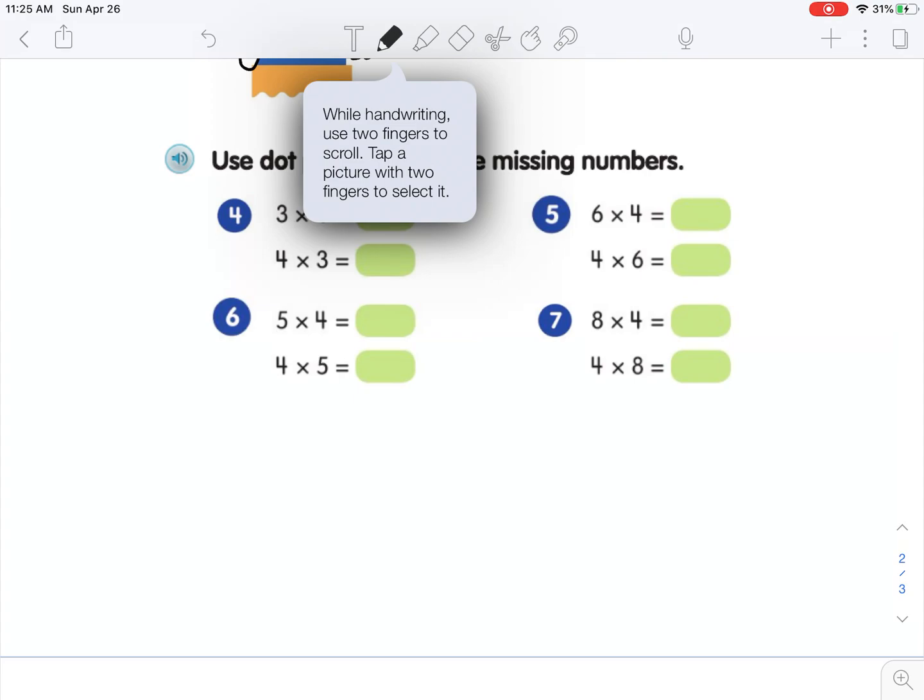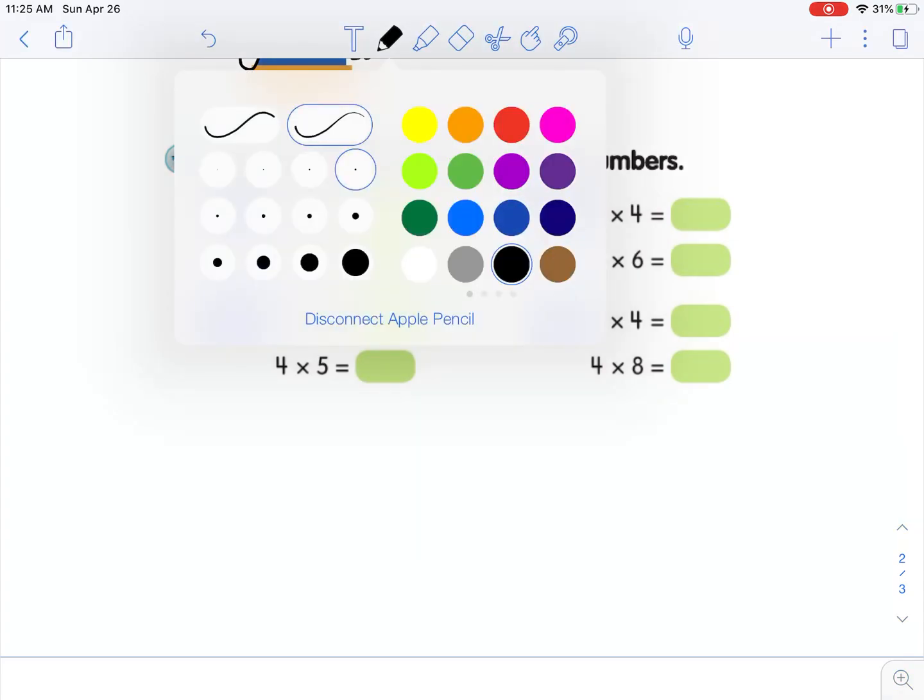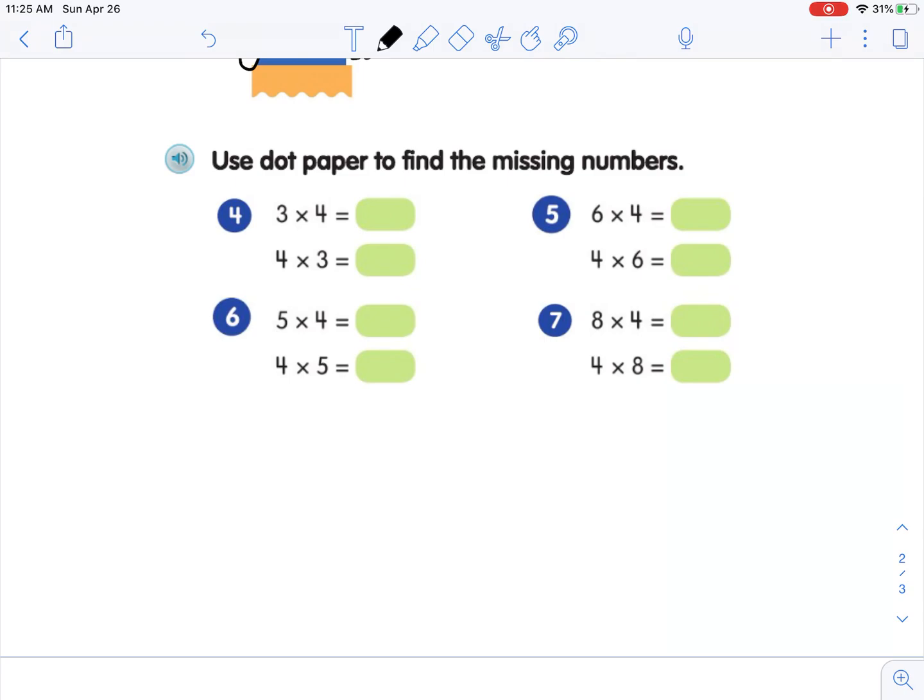All right, it says below, you can use dot paper. Whoops. Sorry about that. You can use dot paper to find the missing numbers. So you can use dot paper if you would like to. If you would not like to, that's fine. You can skip count using your fingers. You can use any strategy you'd like. You can use a number line. Whatever you want to do to get these answers is fine with me.